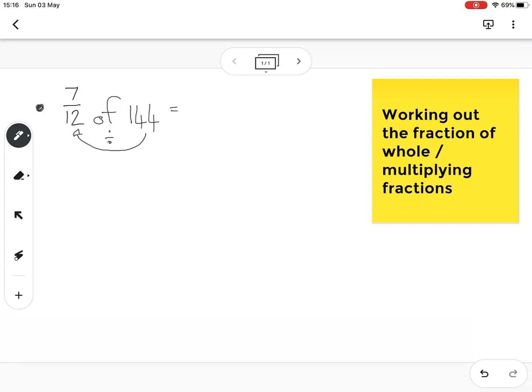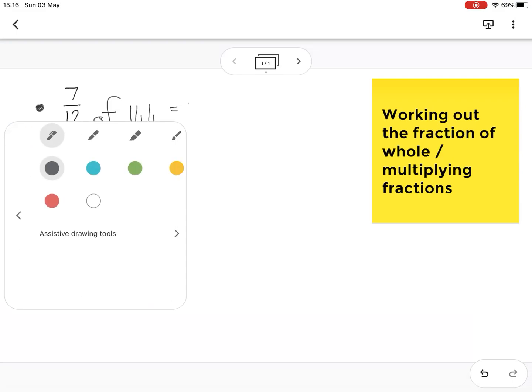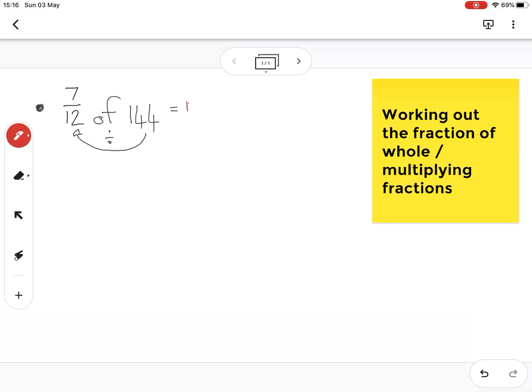So 144, I need to divide by 12. I'm doing that to figure out how big 1/12 of 144 will be. So 144 divided by 12. Okay, so that gives me 12. And then, after dividing by the bottom, I need to times by the top. So I now need to times by 7. And that gives me 84.